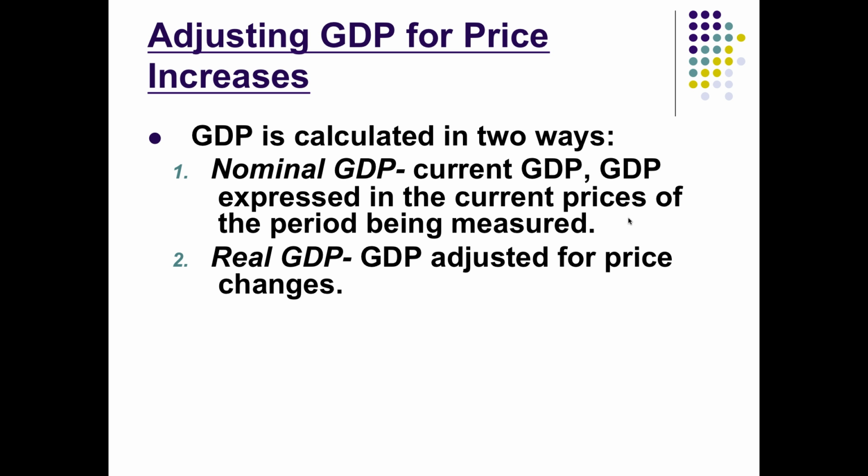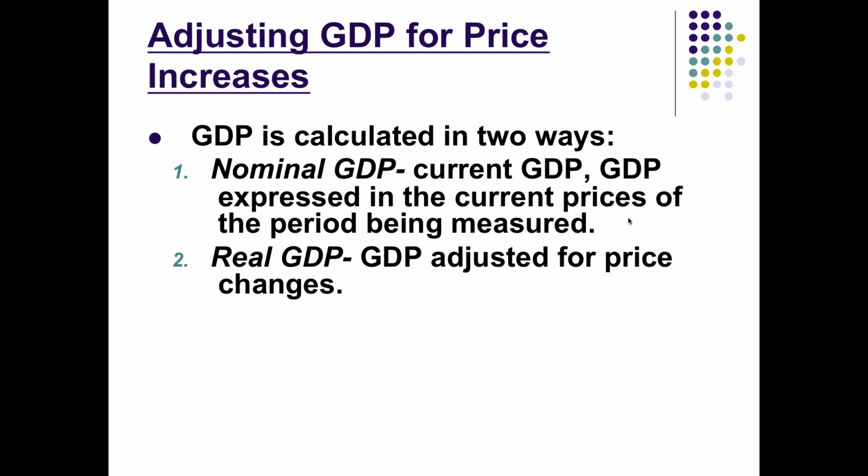It's not adjusted for inflation when prices are going up, or deflation when prices are going down. It's in current prices. Okay, then you have real GDP, which is GDP adjusted for price changes. It's really important that you adjust things for price changes if you're going to compare numbers over time.